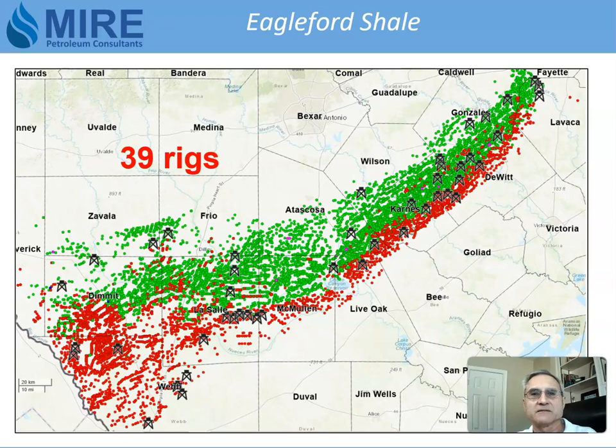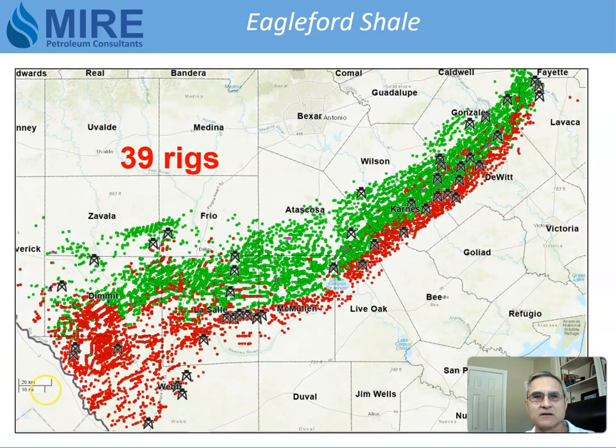All right, the Eagleford Shale is a very prolific area with a lot of wells drilled, and currently there's 39 rigs running. So the lease that we evaluated had producing wells. We used decline curve analysis to evaluate those, but there was room to drill more wells, so we had to evaluate undrilled locations, and refracs were being done.